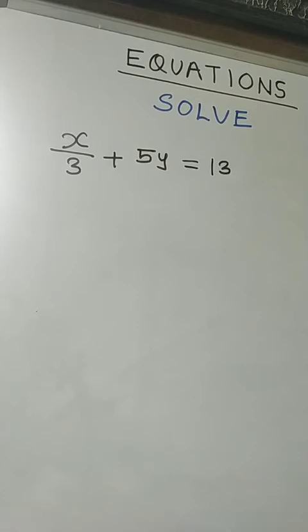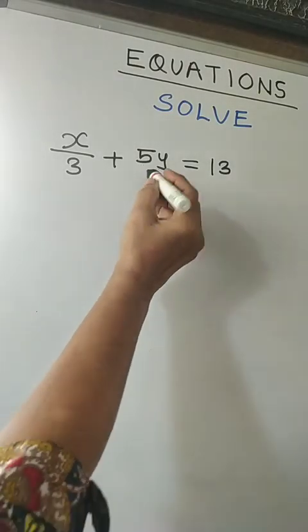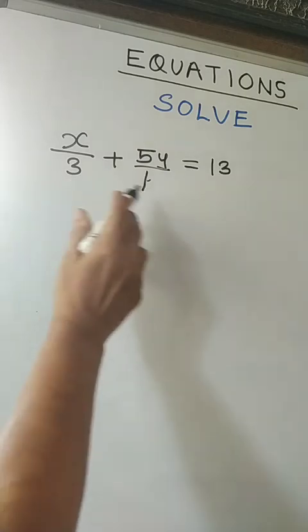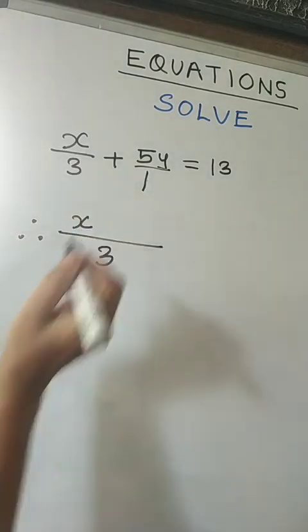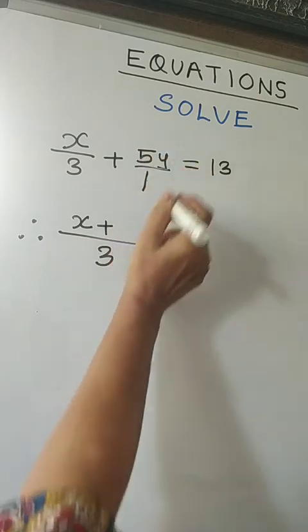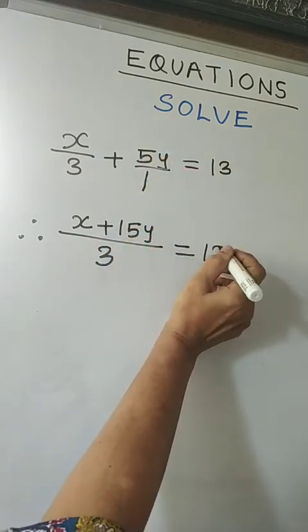Next equation, x upon 3 plus 5y is equal to 13. Now for 5y, there is a denominator which is 1. And we need to find the LCM of 3 and 1. The LCM of 3 and 1 is 3. Since 3 1s are 3, I will just write x as it is directly. 1 3s are 3. So I have to multiply this numerator with 3. So 5y into 3 gives me 15y is equal to 13.